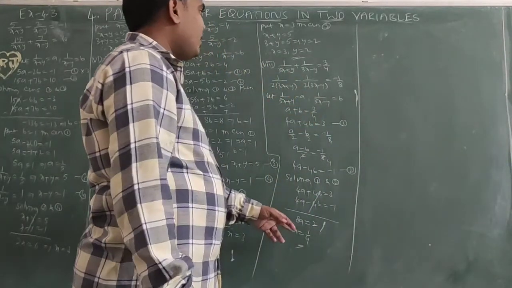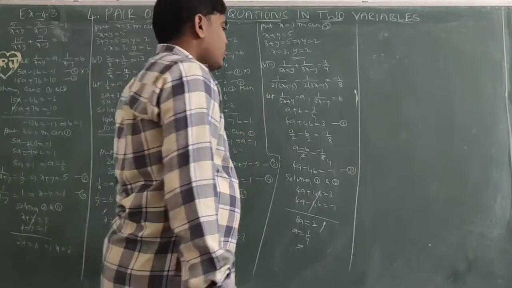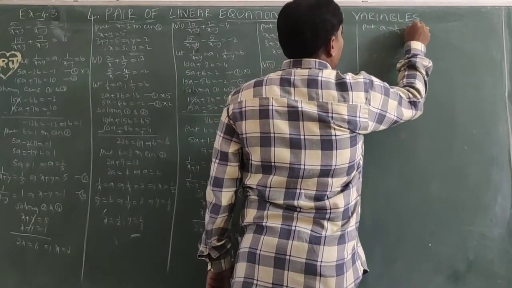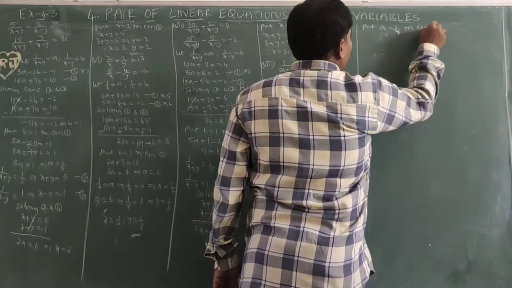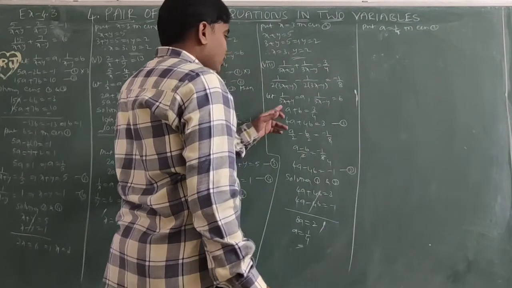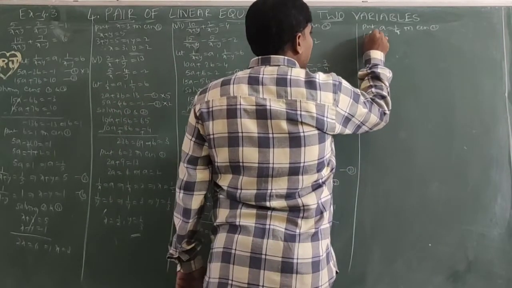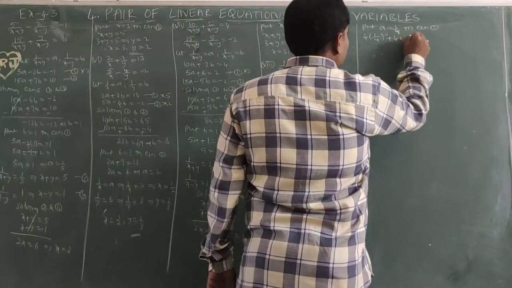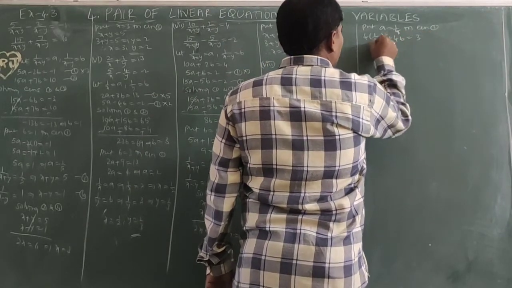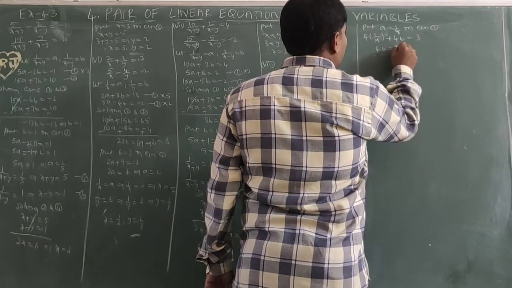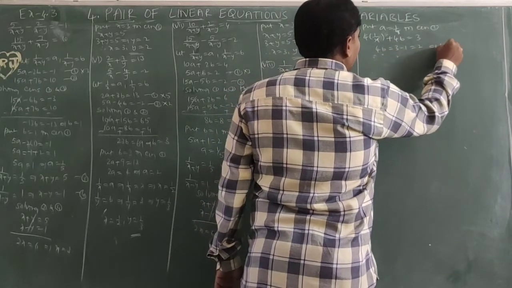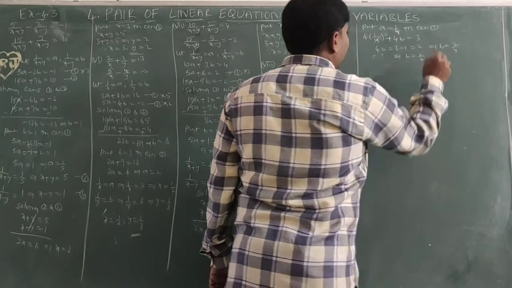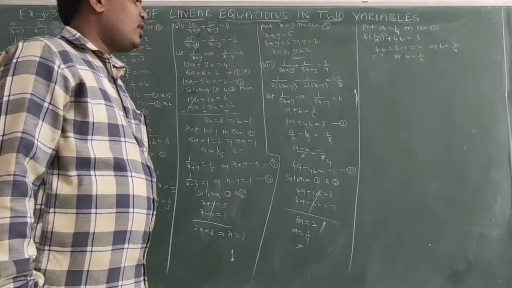So put this a value 1 by 4 in equation 1. If we substitute in equation 1, 4a plus 4b equal to 3, the 4s cancel. 4b equal to 3 minus 1, which implies b equal to 2 by 4, b equal to 1 by 2. So a value is 1 by 4, b value is 1 by 2.